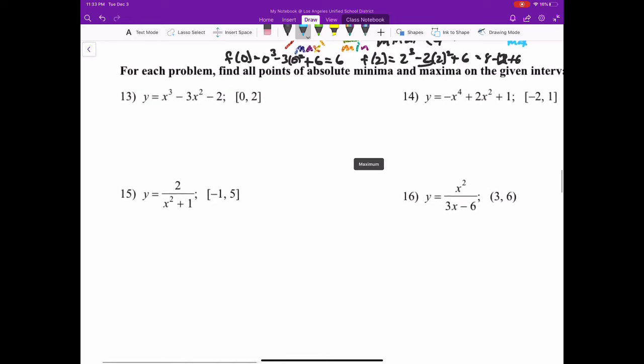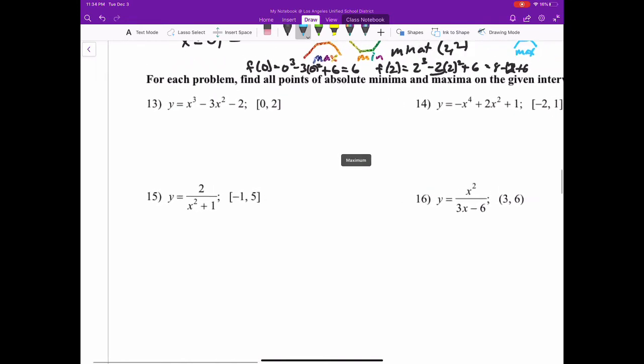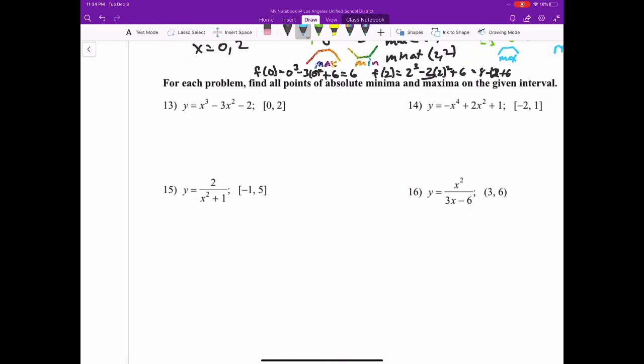Okay, let's try to get this done. Sorry, it won't let me zoom anymore. Okay, we're looking for our absolutes. So that means we have to check not only our critical points, but also our endpoints. So let's go ahead and find the derivative.